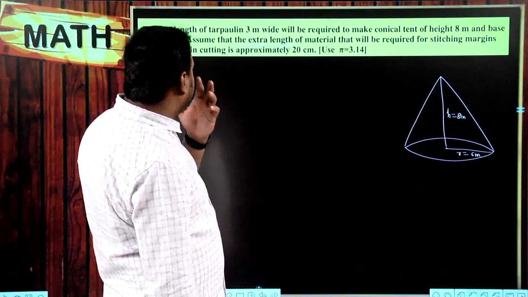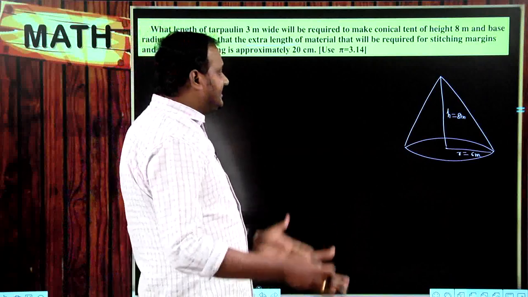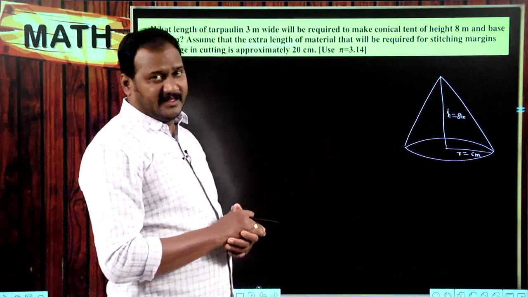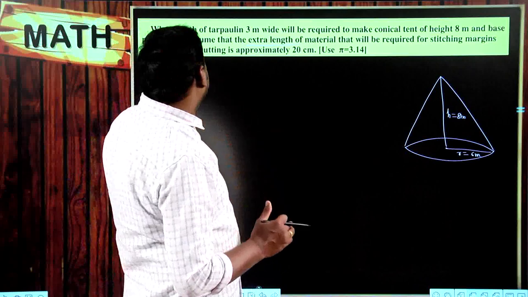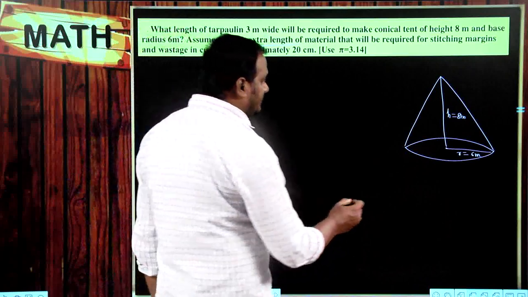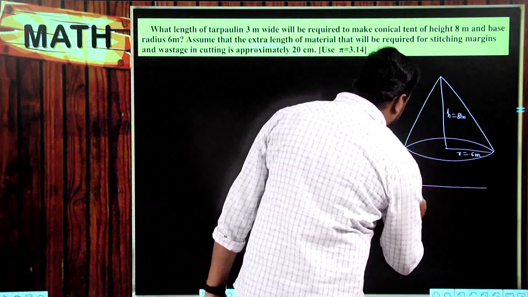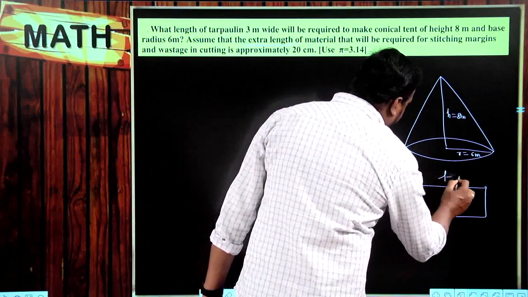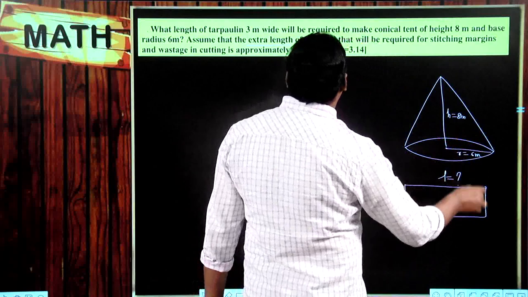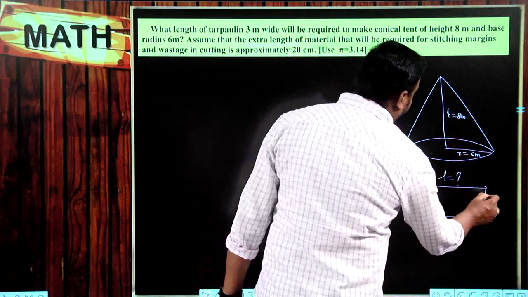So, first of all, you need to understand one thing, that there is a piece of cloth. That piece of cloth is in the shape of a rectangle, because what length of tarpaulin, we do not know. This is basically the tarpaulin. So, here the length of the tarpaulin is not given, but the width of the tarpaulin is given as 3 meters.